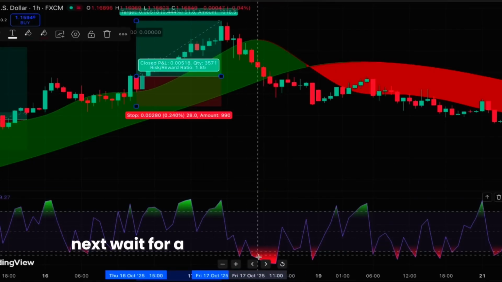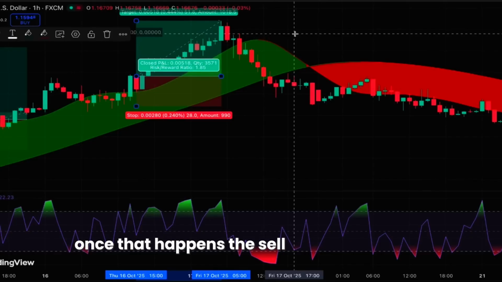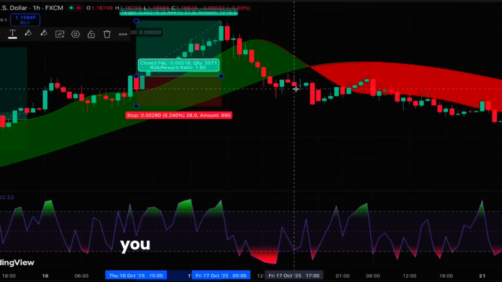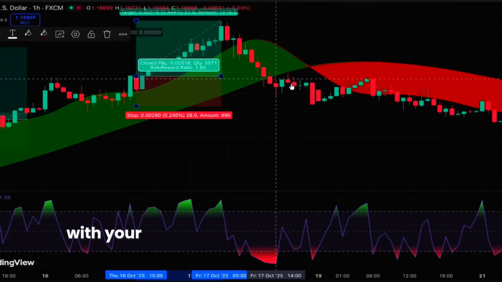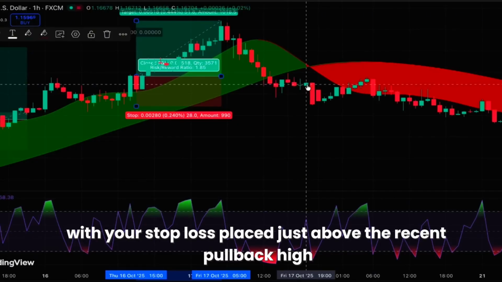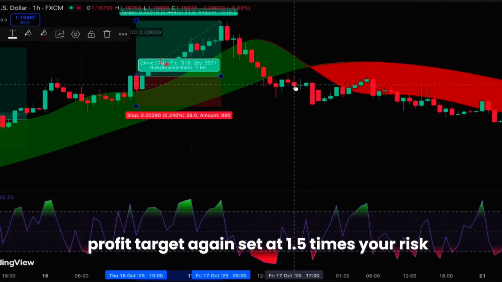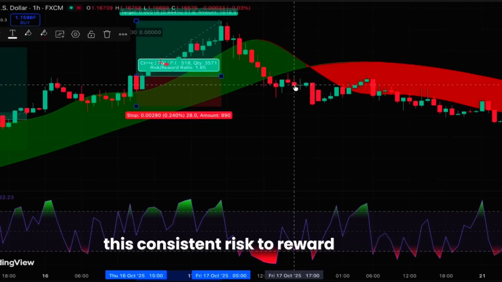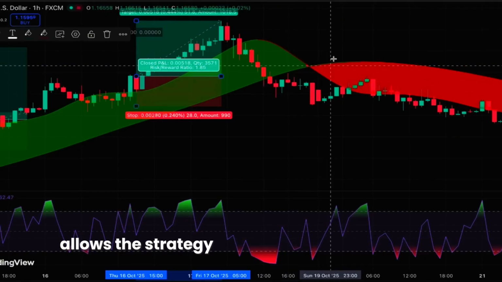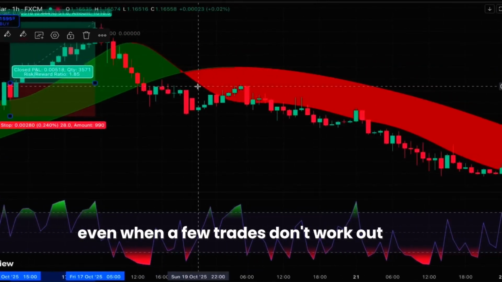Next, wait for a candle to close below the ribbon. Once that happens, the sell signal is confirmed. You can then open a short position with your stop loss placed just above the recent pullback high. Profit target again set at 1.5 times your risk. This consistent risk-to-reward structure allows the strategy to remain profitable over time, even when a few trades don't work out.